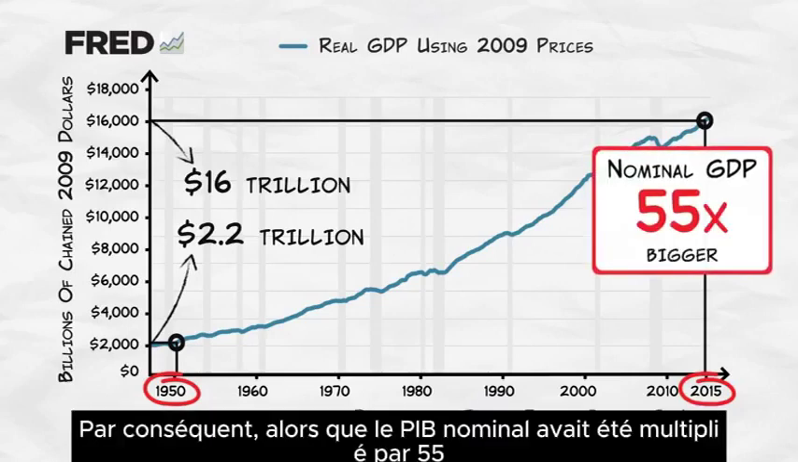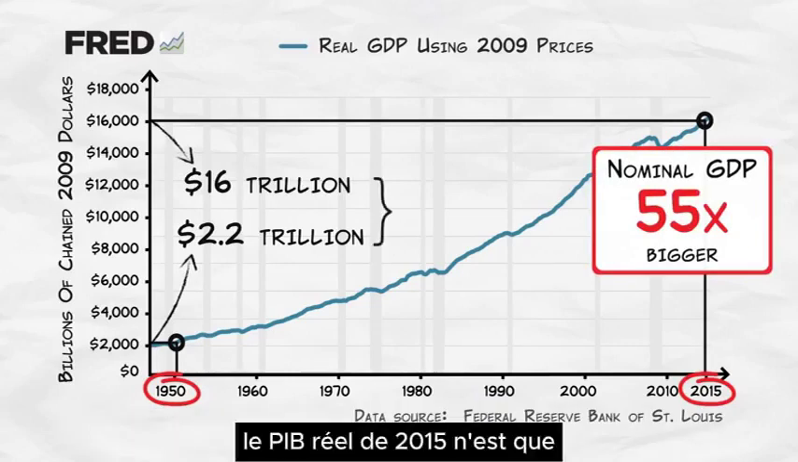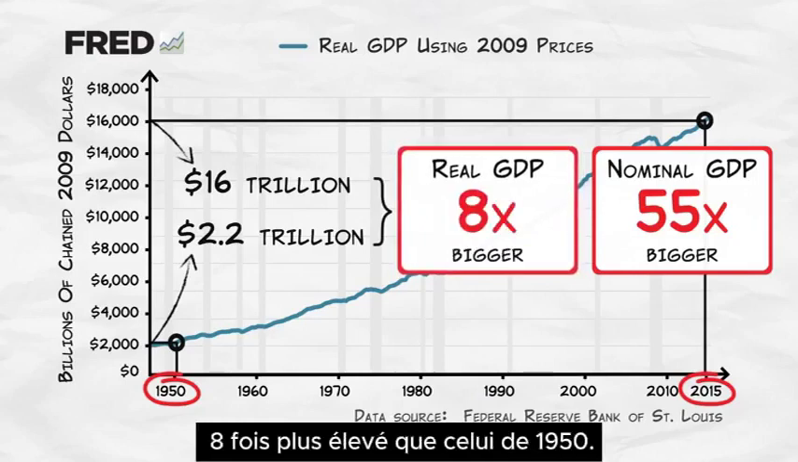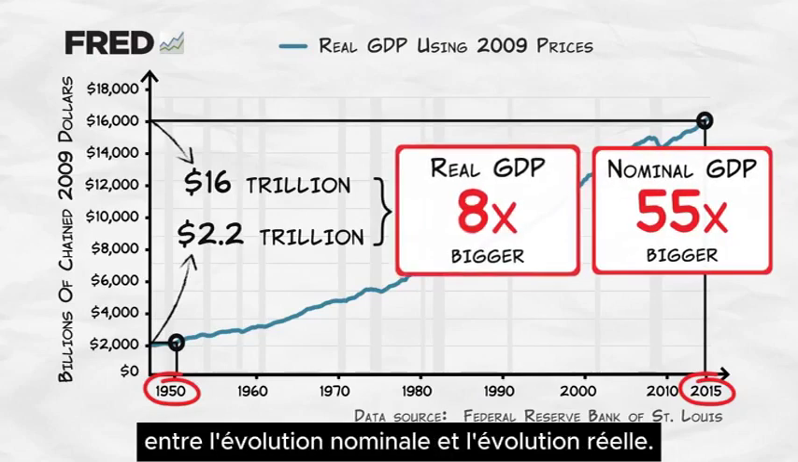So while nominal GDP says that the economy is 55 times bigger in 2015 than in 1950, real GDP shows us that it's 8 times bigger. That's still pretty good, but a big difference between nominal GDP and real GDP.